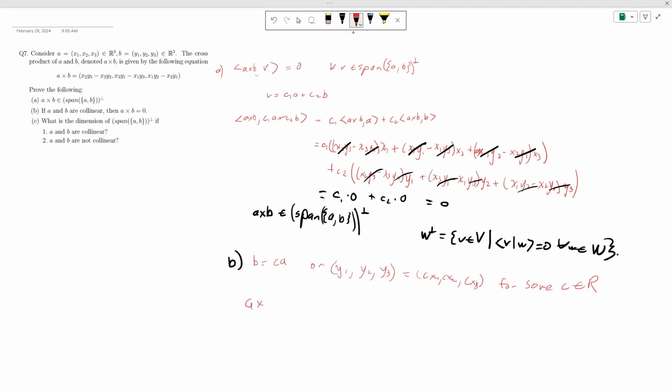So now A cross B is equal to (x2 c x3 minus x3 c x2, x3 c x1 minus x1 c x3, x1 c x2 minus x2 c x1), and this gives us 0, 0, 0 as these cancel each other.